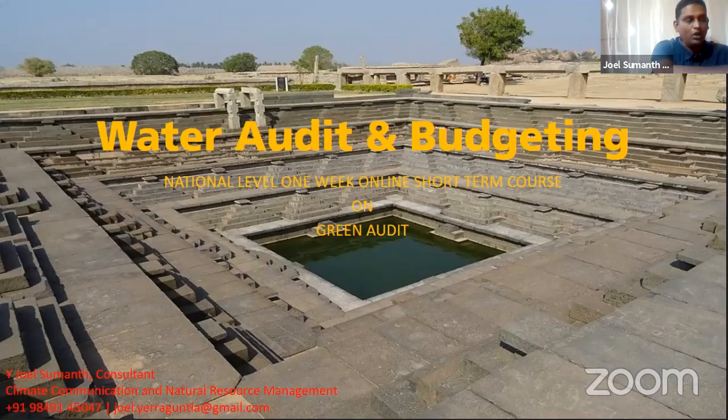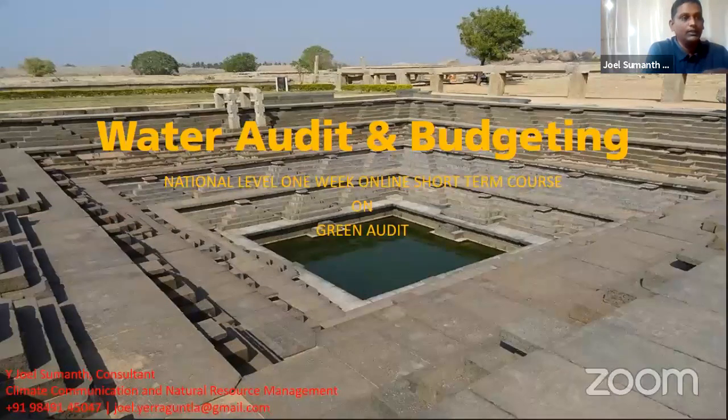A lot of steps and water in the middle. This is an ancient practice of water budgeting and auditing. So depending on how many steps are visible, the water auditors of those days would determine how much water is available in the region.